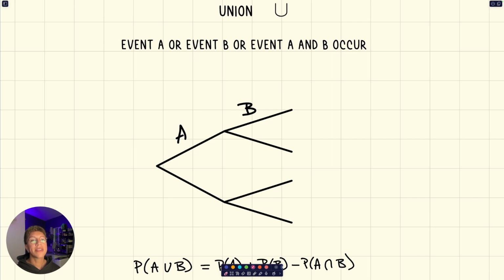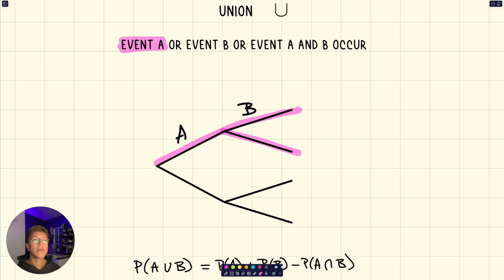Instead, we have to think logically about what our statement is saying. And what our statement is saying is, where does event A happen? So if we start with event A, where in this diagram does event A happen? Well, event A happens in this branch and in this branch, so our top 2 branches.